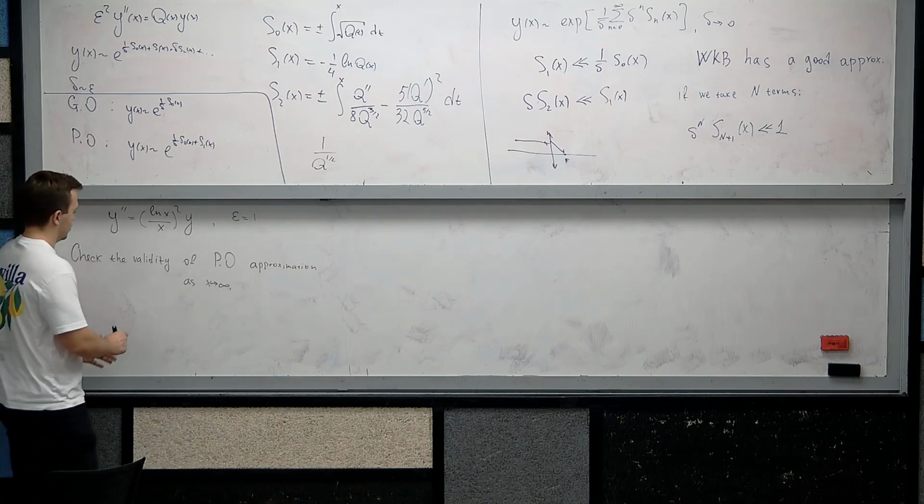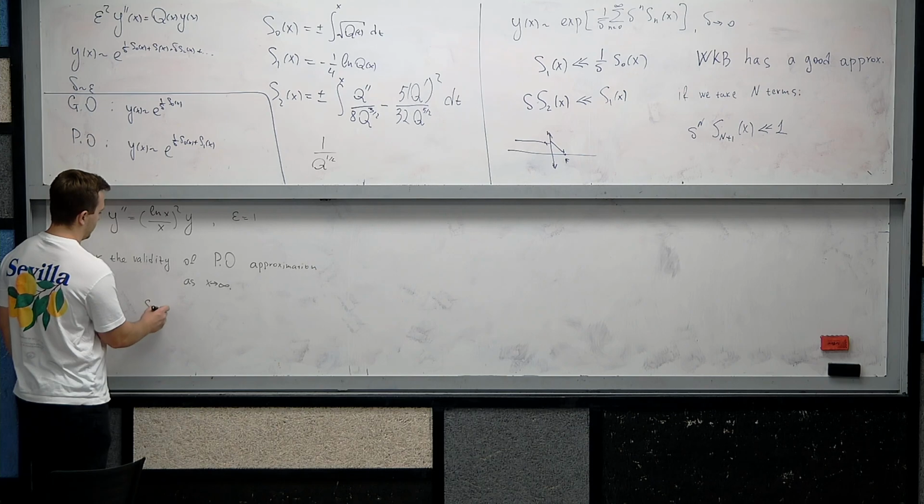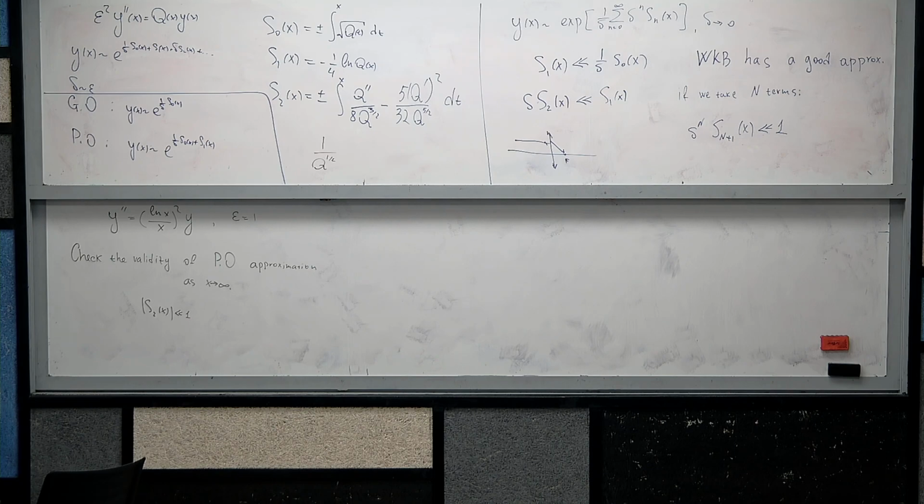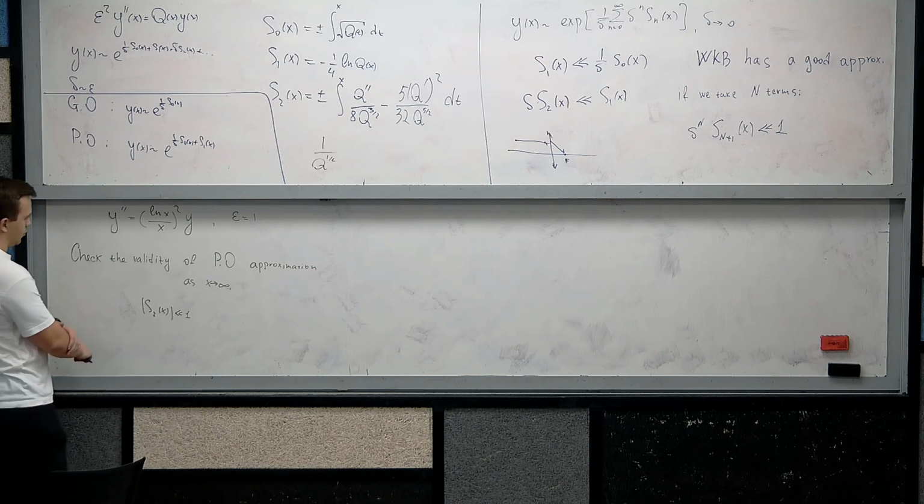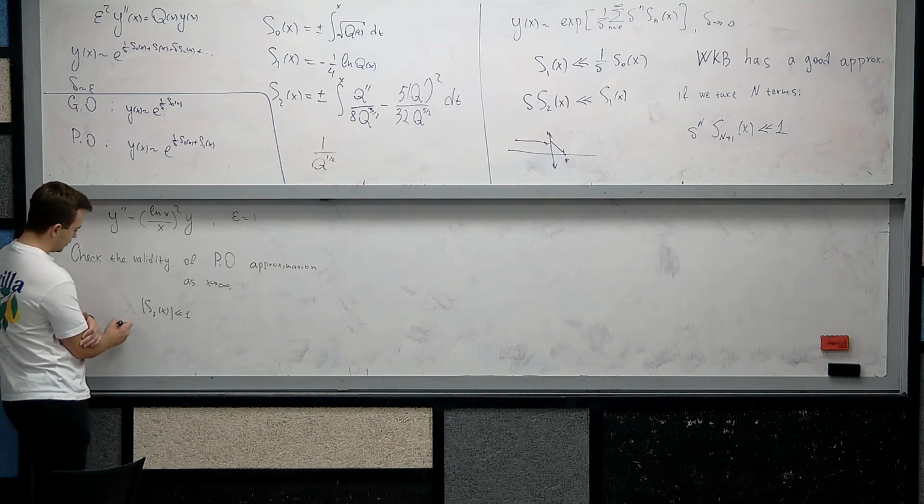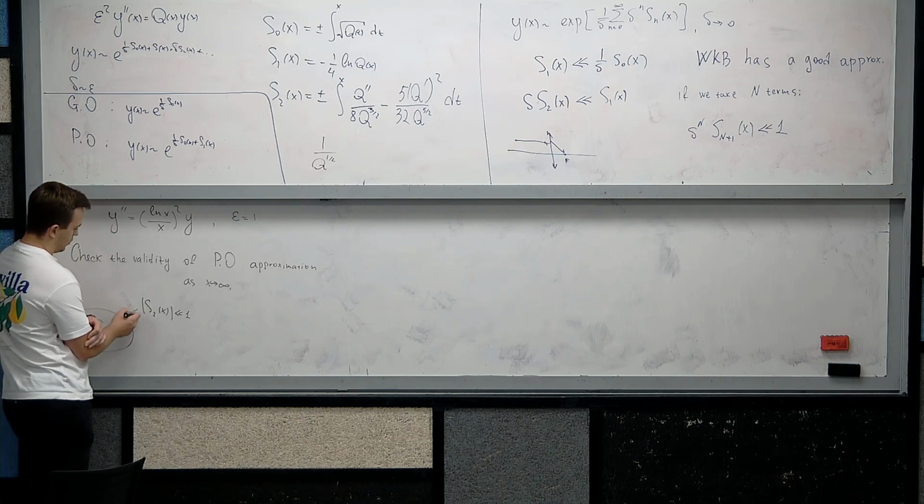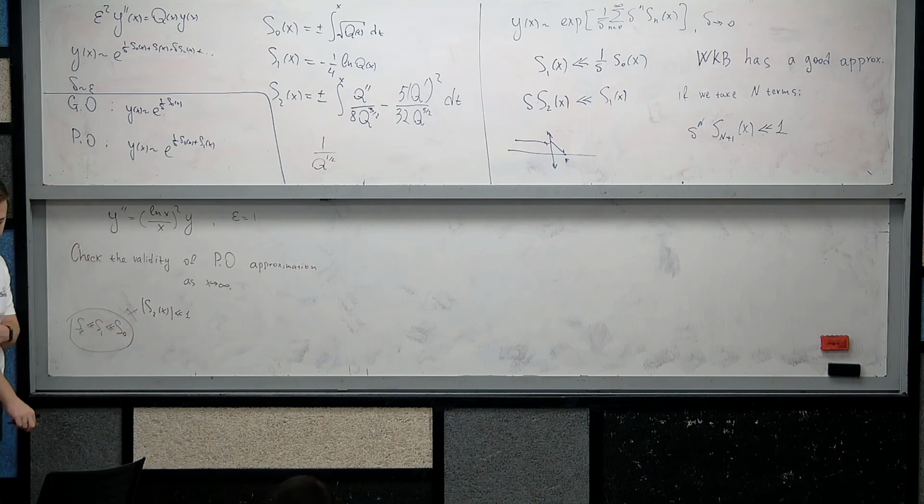So basically we need to show that S2 of x is much smaller than 1. And we need to show that S0 is much greater than S1 and S1 is much greater than S2. So those two conditions.